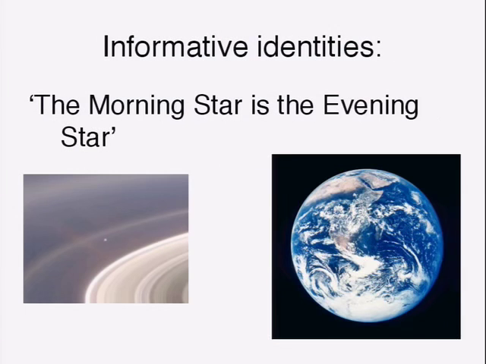Okay. What about the morning star is the evening star? The brightest star you see in the morning is the brightest star you see in the evening. Analytic or a priori? Is it on the one hand analytic and a priori, or not analytic and not a priori? It's not a priori. So that's informative if you're told the morning star is the evening star. That's a posteriori. It's not a priori. Not analytic, right?